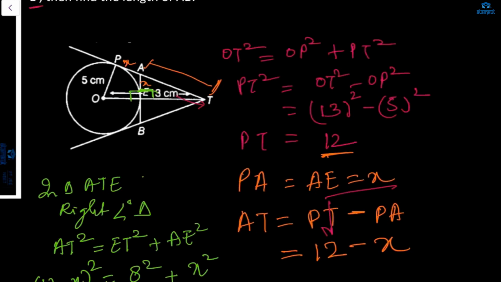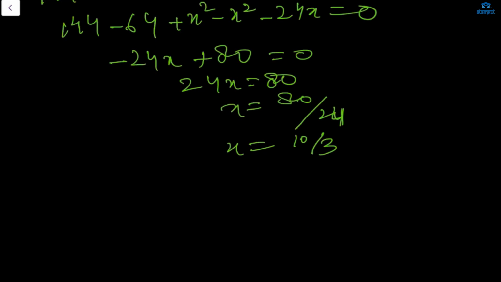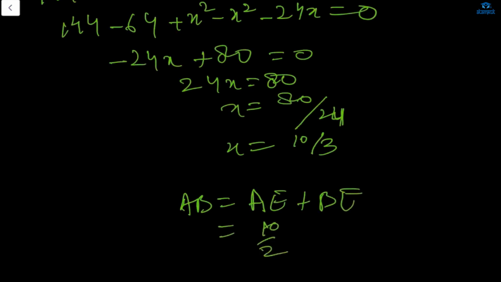Okay, AB will be equal to AE plus BE, and both will be equal. It will be bisecting. This will be equal to this. The value of AE is equal to x, so it will be 10 by 3. So AB is equal to AE plus BE, which is equal to 10 by 3 plus 10 by 3, which will be equal to 20 by 3.